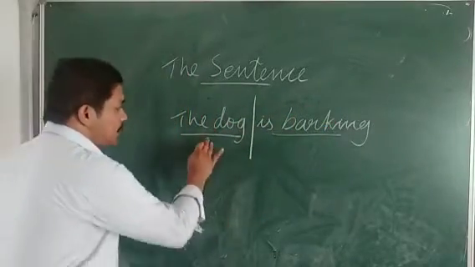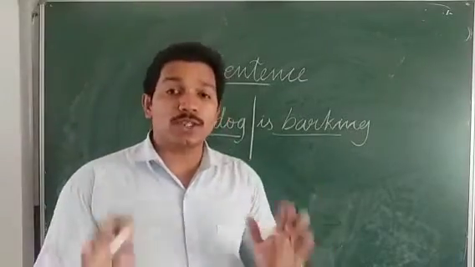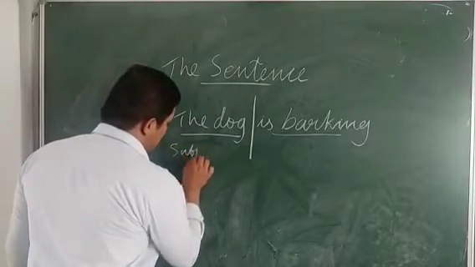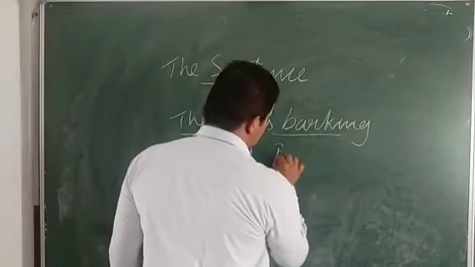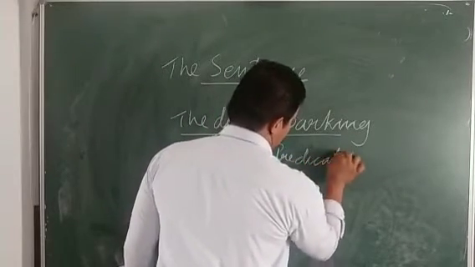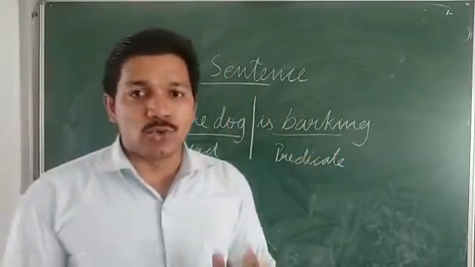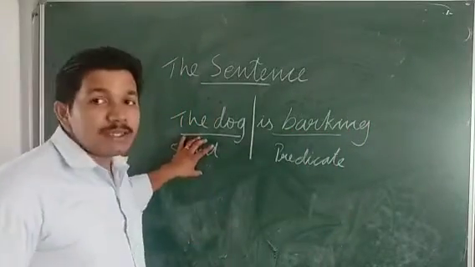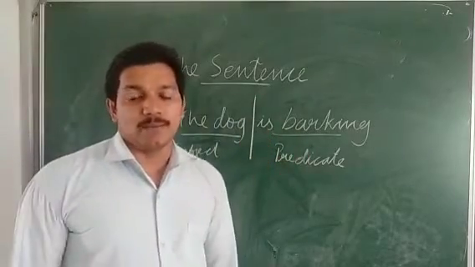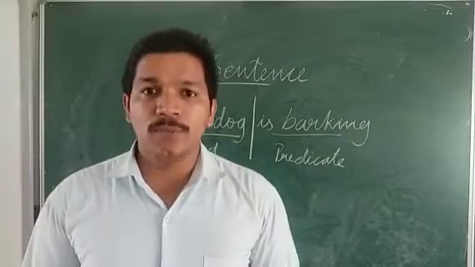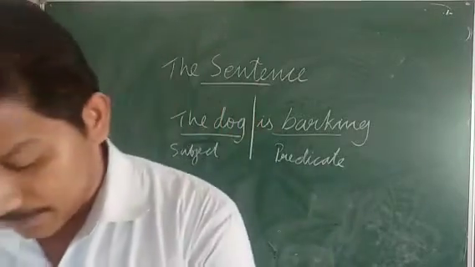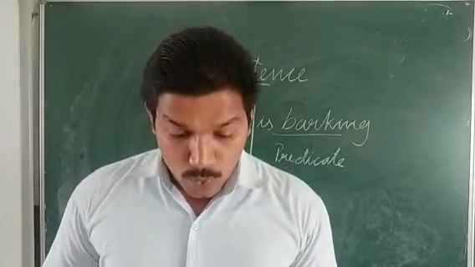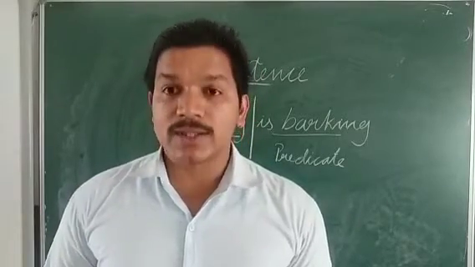The part which shows the doer of the action, who is performing the action, is called the subject. The remaining portion is called the predicate. So one sentence can be divided into two parts, a subject and a predicate. The subject is the person, animal or thing we speak about. The predicate is what we say about the subject, and the predicate always contains a verb.